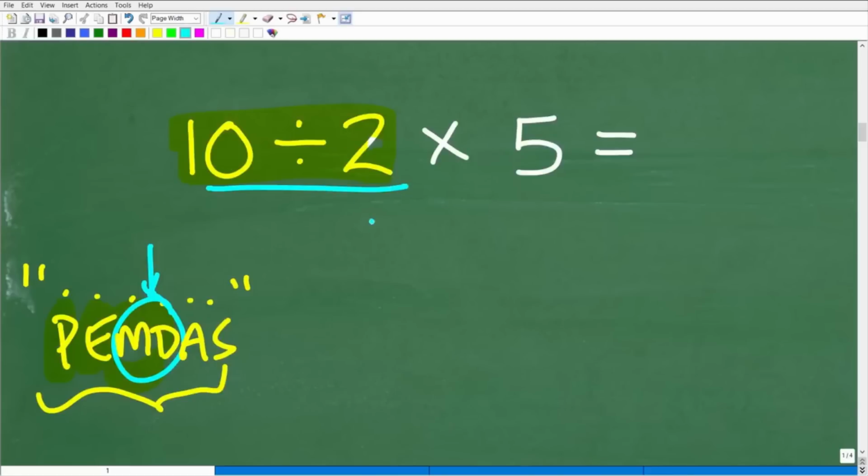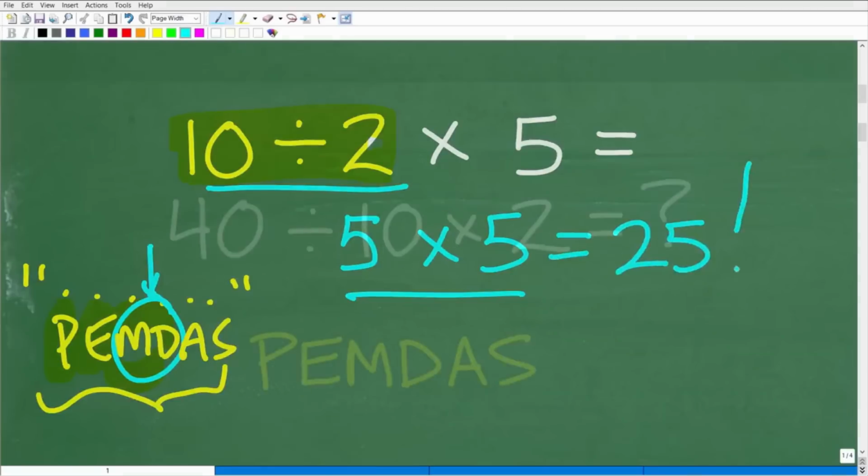So 10 divided by 2, which of course is 5, and we have 5 times 5. That's the only thing that's left to do, which of course is 25.